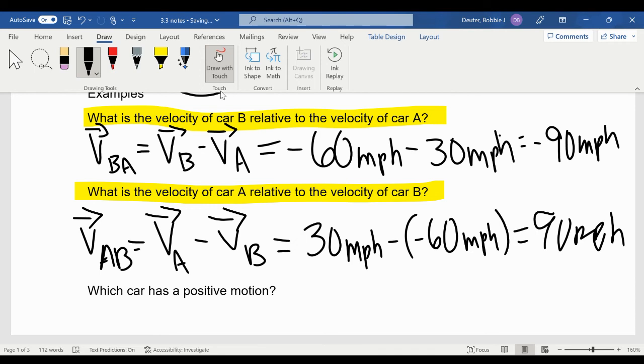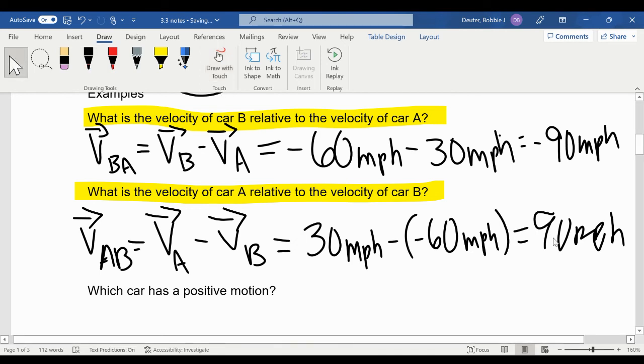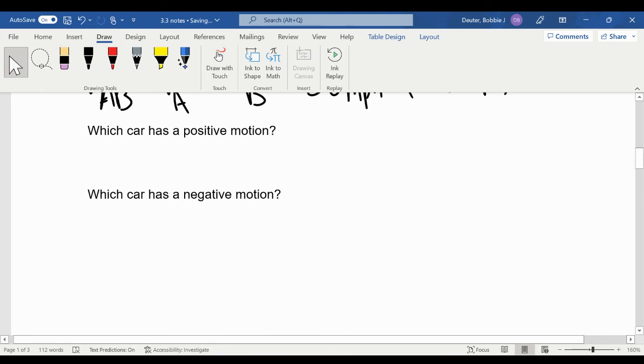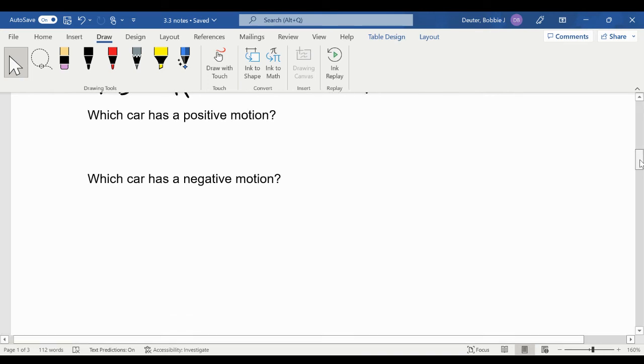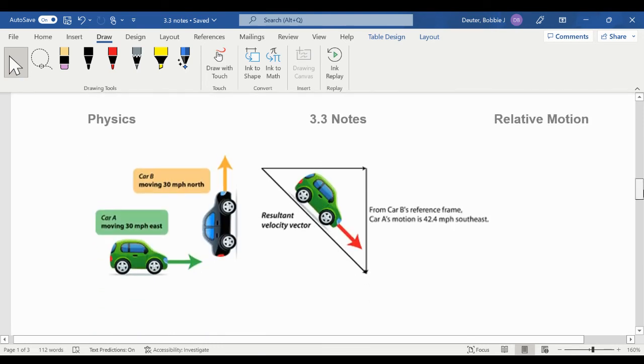And so when it comes down to these two questions below, which car has the positive motion? We know that car A has a positive eastward motion, and which car has a negative motion? We know that car B has a negative eastward motion, as we showed you above.